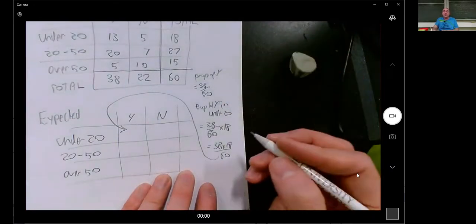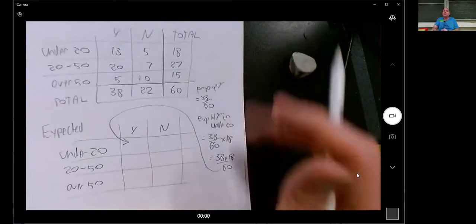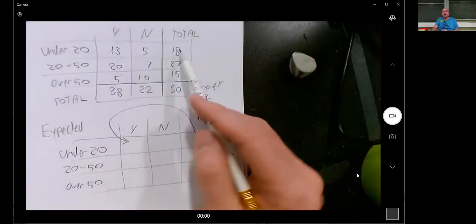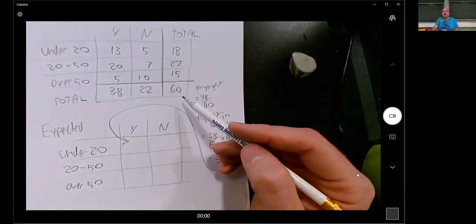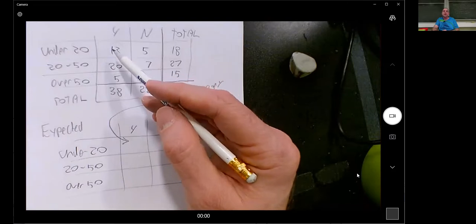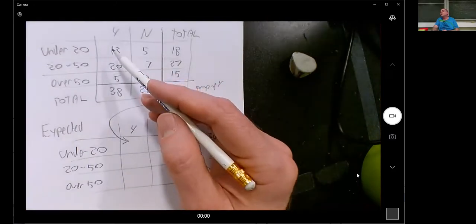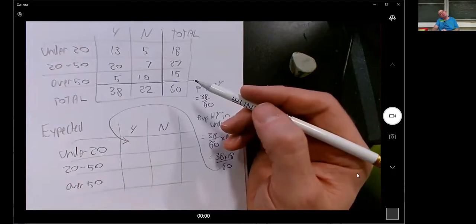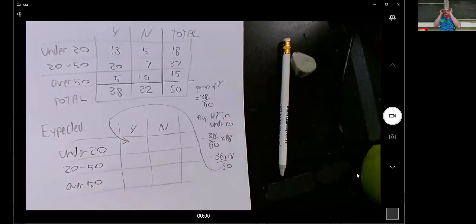You could have done it the other way around, but this way makes more sense for the story we're telling. But you could have said, well, the proportion that are under 20 is 18 out of 60, and that fraction of the 38 should have been in the yes group. No, other way around. Yeah, yep, that makes sense.